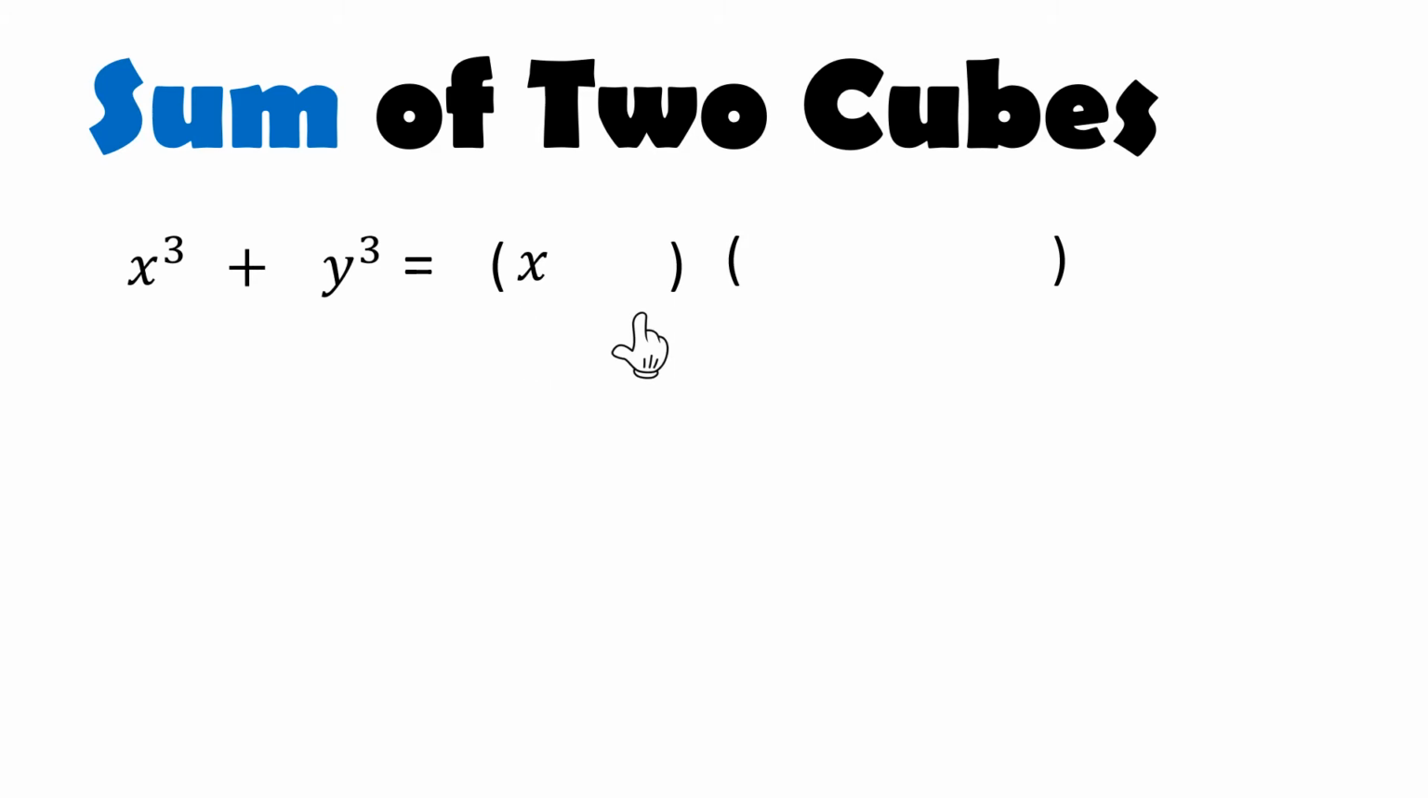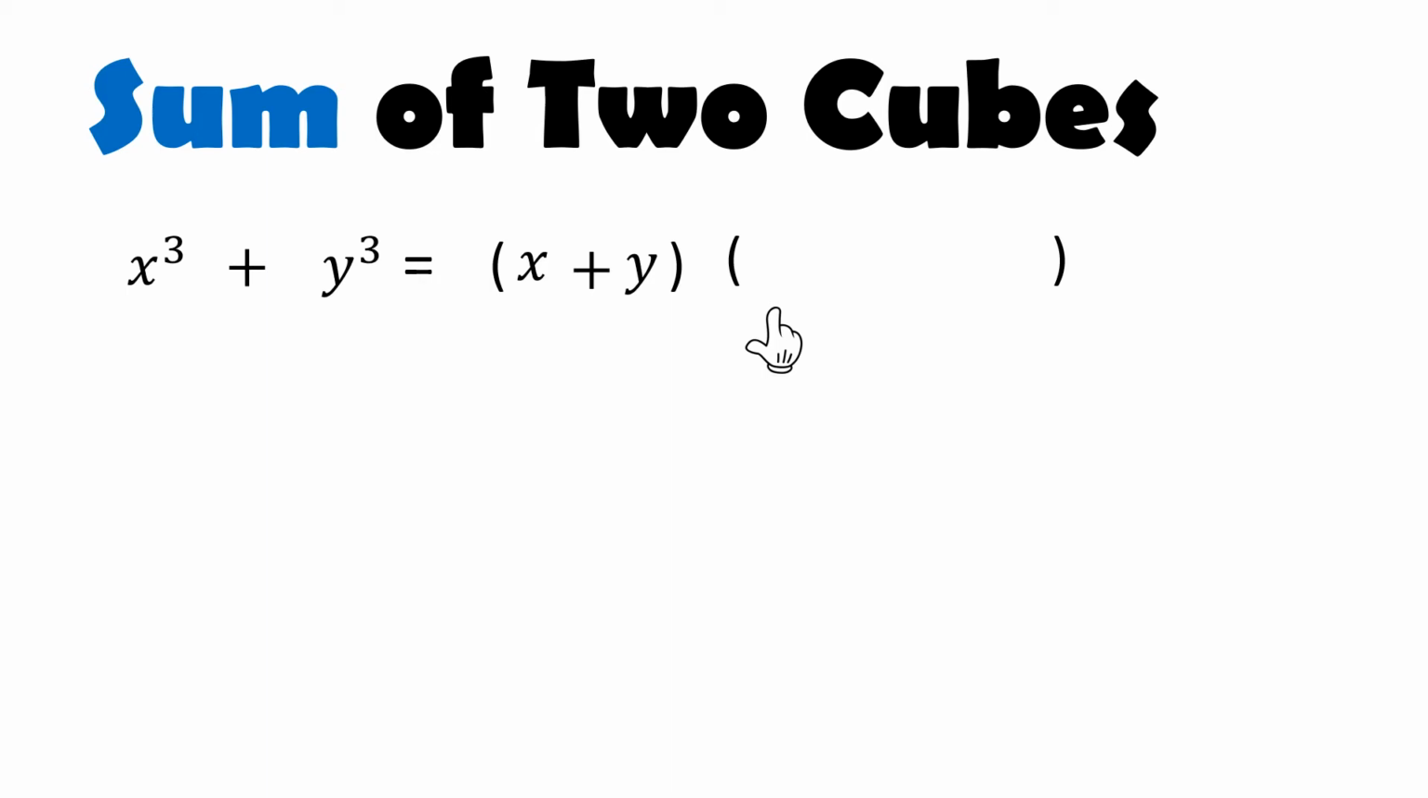Now, for our second term in the binomial, you are going to get the cube root of y cubed, which is equal to y. Because y times y times y is equal to y cubed. So you write down y. And then copy the same sign, which is plus.